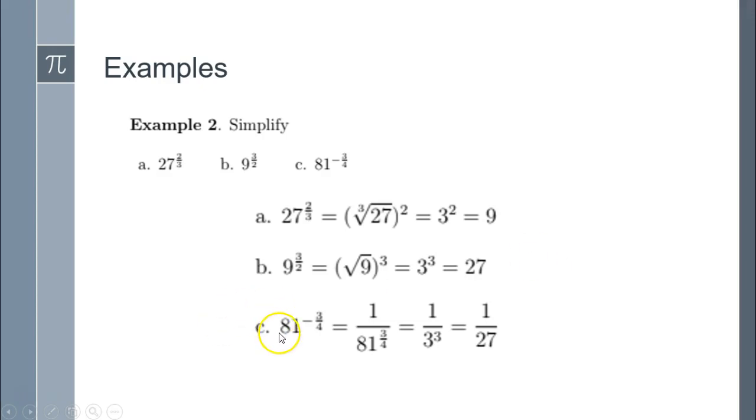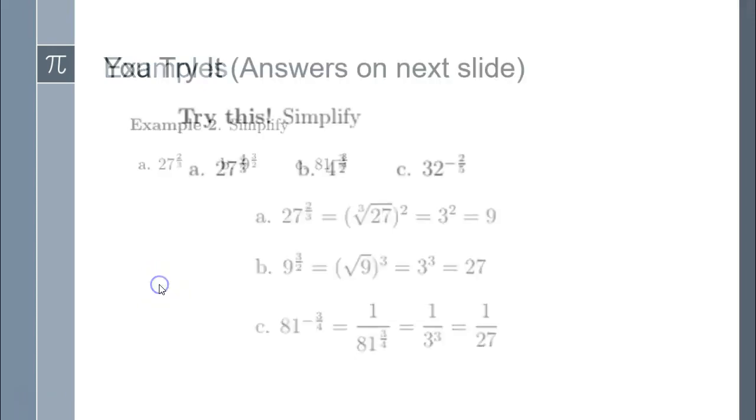Now, if you do this in your calculator, 81 raised to the, put in parentheses, negative 3/4, you won't get 1 over 27 unless you change your answer to a fraction. So be aware it's not always just easier to reach for the calculator.